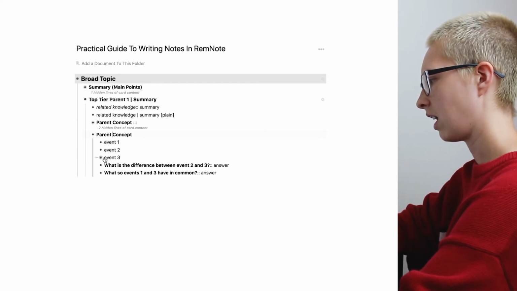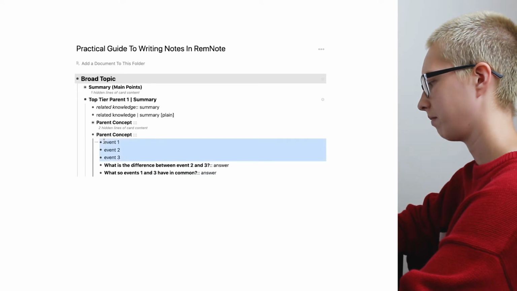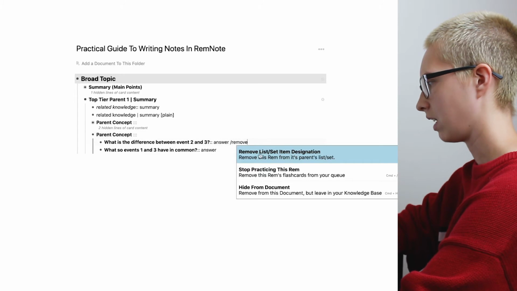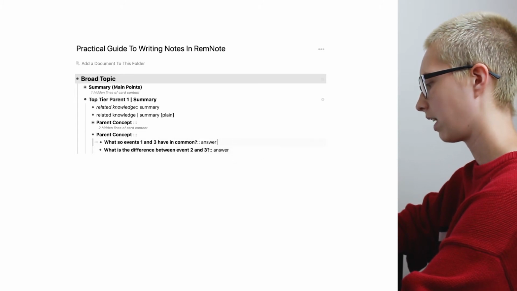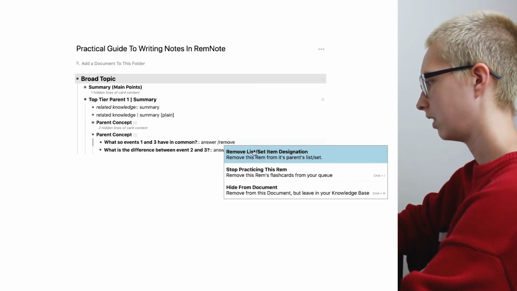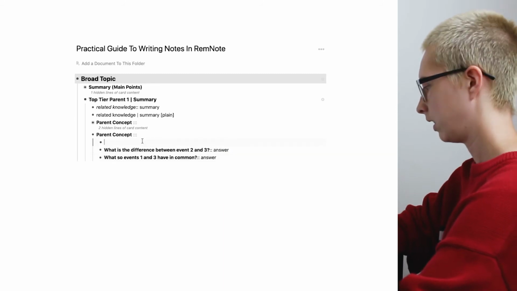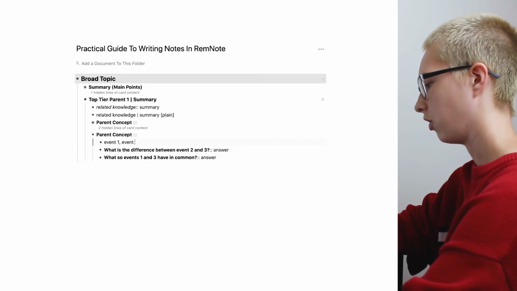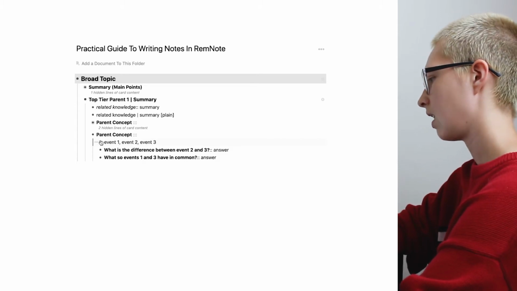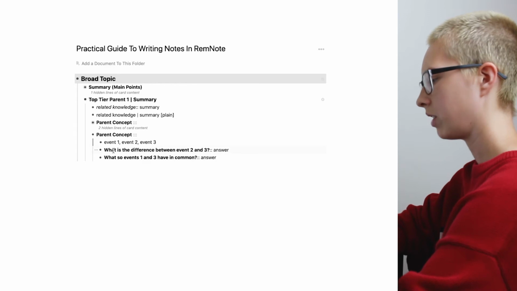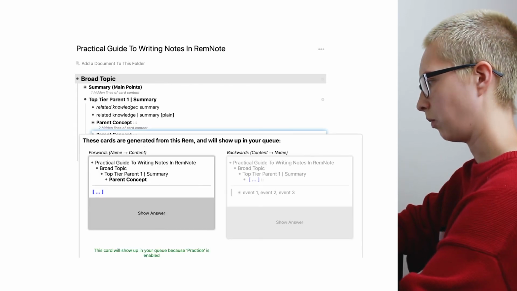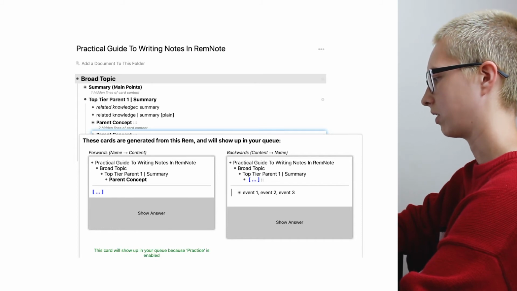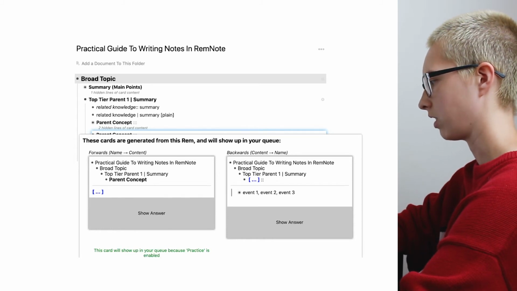With something like this, I would structure it a little bit different. Let's delete this and remove these. So if we want to remove this as a list or a set, we're going to do that, just /remove list/set item designation. Now within here, I actually want to put event 1, event 2, and event 3 in the same rem. Then what I'm going to do is tab these questions under the events. When I'm prompted to remember the 3 events, those are the only ones that will show on the back of the card, which is exactly what I want.